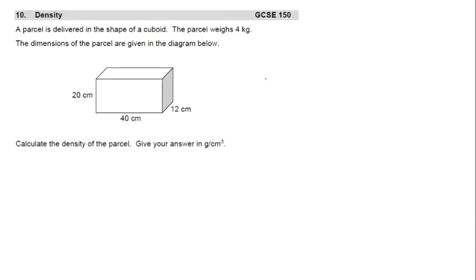Right, density. Remember density? The formula is density equals the mass divided by the volume. That's all there is to it. So this parcel is in the shape of a cuboid. The parcel weighs 4 kilograms, so this whole thing weighs 4 kilograms. The dimensions are given below. Find the density of the parcel. Give your answer in grams per cm cubed.